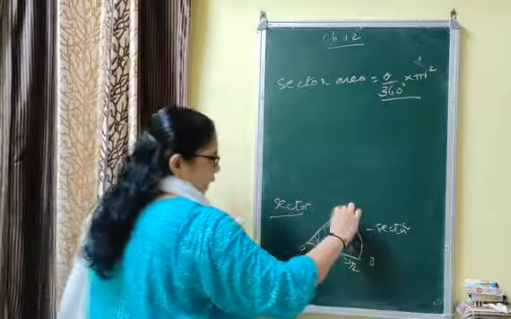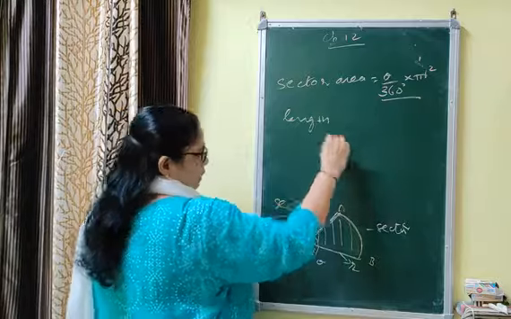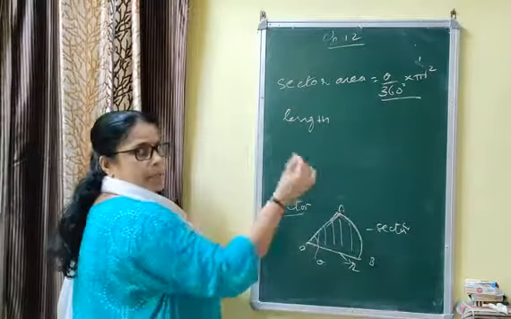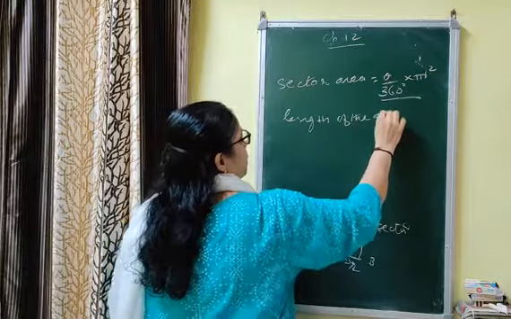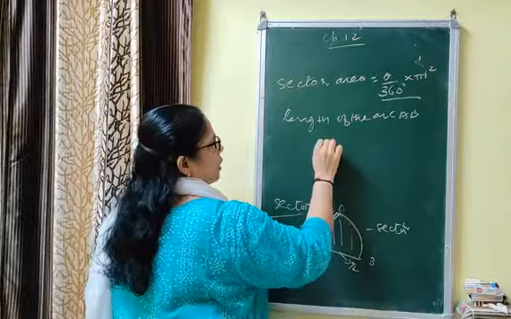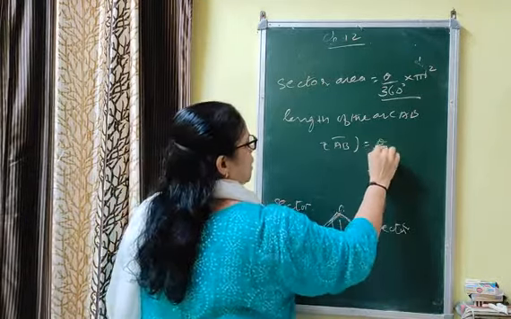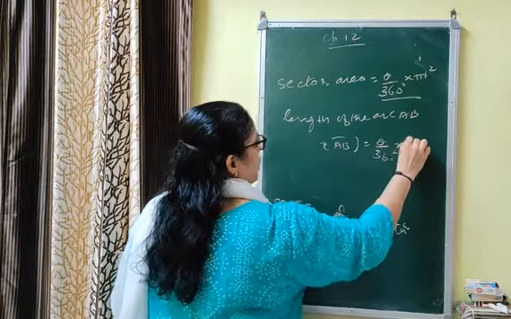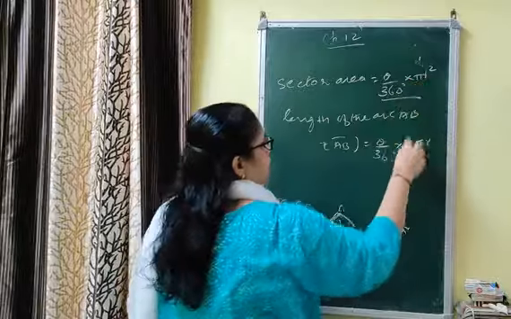नाउ हाउ वी कैन फाइंड लेंथ ऑफ आर्क AB? लेंथ ऑफ दिस इज आल्सो वन ऑफ द फॉर्मूला. लेंथ ऑफ आर्क कहां से बनता है? पेरीमीटर से. पेरीमीटर मींस सर्कमफ्रेंस. देन लेंथ ऑफ द आर्क AB. Here we have taken the arc as AB. Arc AB is equal to theta by 360 into 2 pi r, because the arc is coming from the circumference.